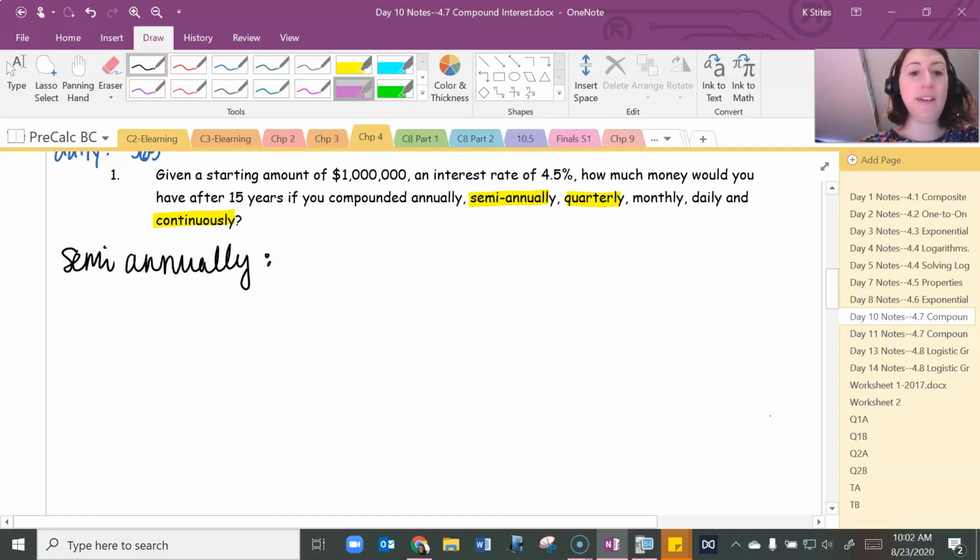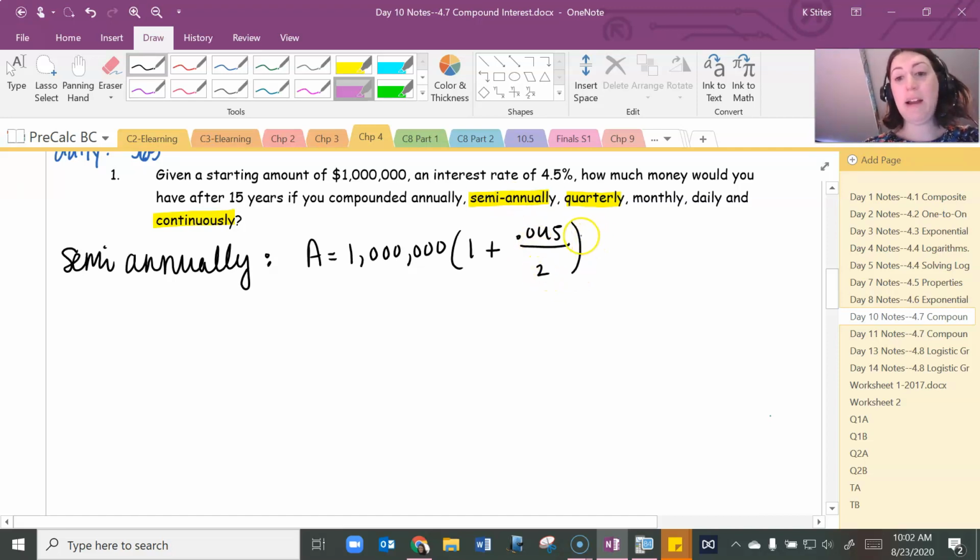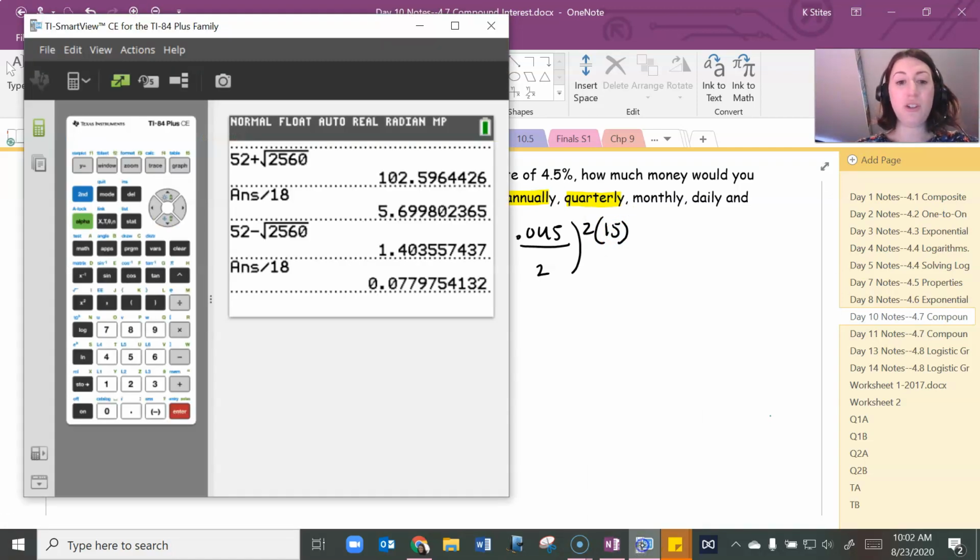All right, so we have A equals your principal, which is your starting amount of money, which is $1 million, times 1 plus your rate as a decimal, so this would be 0.045, over N, which is how many times you are compounding. We are doing semi-annually, so that is 2, to the NT power. So the 2 comes back up, and then time is 15 years. And then this is literally a just type it into your calculator sort of situation.